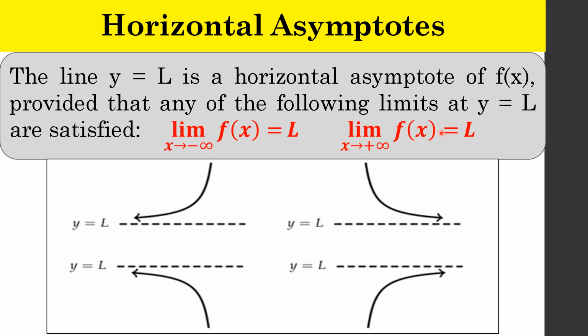Kanina sa vertical asymptotes, the direction of the graph is papuntang taas or baba. Okay? In line with your y-axis. Ito namang horizontal asymptotes, either papuntang left or papuntang right. Okay? In line with your x-axis. So in horizontal asymptotes, meron tayong mga theorem. So these are the theorem under horizontal asymptotes.